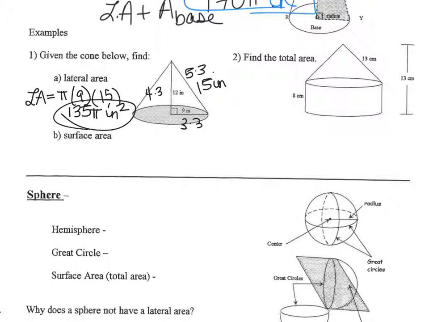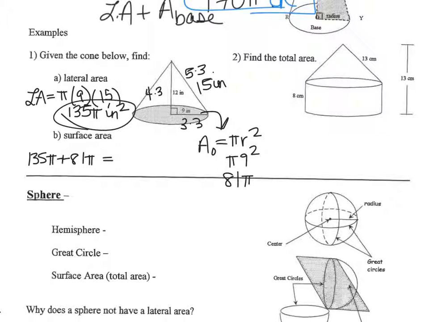For the surface area, the total area, we're going to add the base. So the base area would be pi r squared. So we have pi times 9 squared, 81 pi. So we need to add 135 pi plus 81 pi. And you end up with 216 pi inches squared for your total surface area.